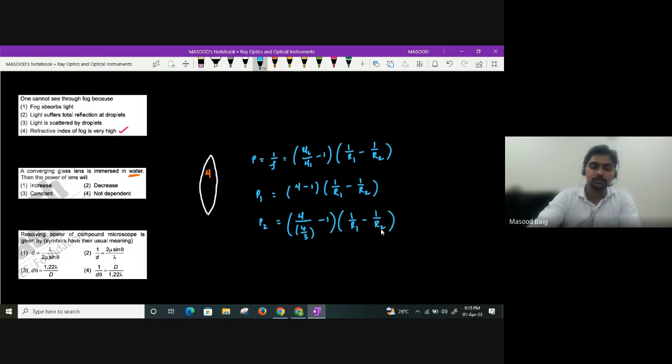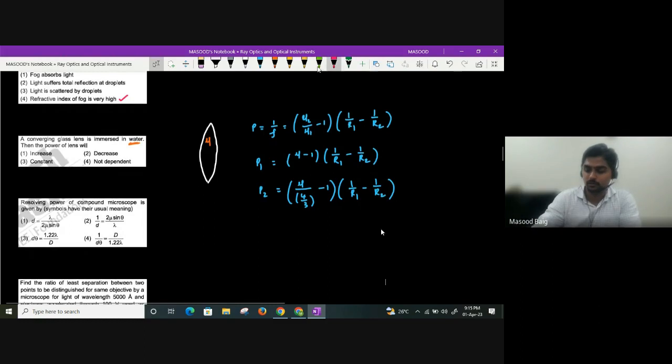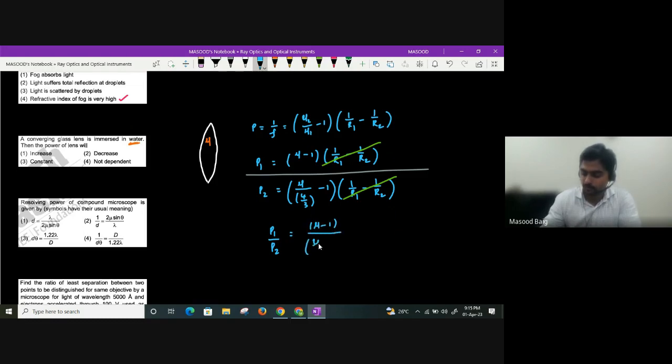Is this clear, all of you? Just try to divide both of them. I'm going to get P1 divided by P2. Can I cancel 1 by R1 minus 1 by R2 from both? Obviously. What will this become? Mu minus 1 on top, and I'll be left with 3 mu by 4 minus 1. So what is happening to the converging power? I want to find P2 in terms of P1. So I'll get it as (3 mu by 4 minus 1) divided by (mu minus 1) times P1. Can you tell me whether it is increasing or decreasing?